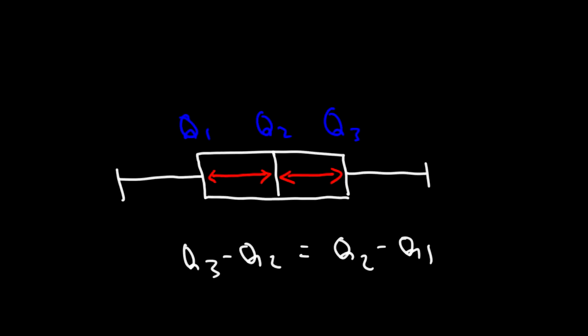The second thing is the length of the whiskers. The whisker on the left is equal in length to the whisker on the right. So everything about this box plot is symmetrical. Now here's another distribution for you to consider. Would you say it's symmetrical, or would you say it's skewed to the right or skewed to the left?